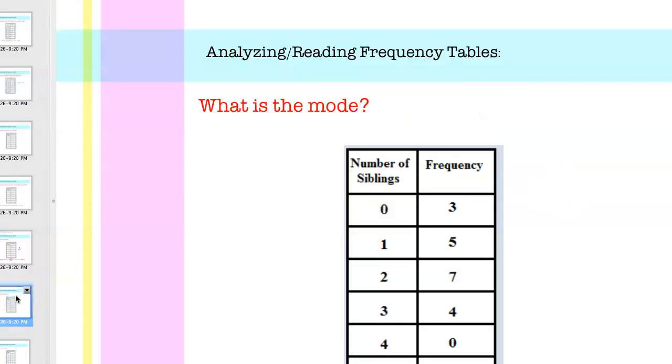All right, what is the mode, the number that occurs the most? So this here has a frequency of 7. That means there are 7 twos, therefore the mode is 2. 2 occurs the most often in this data set.